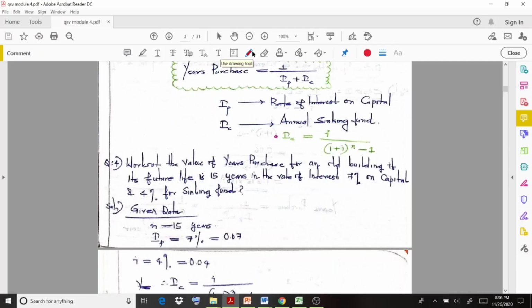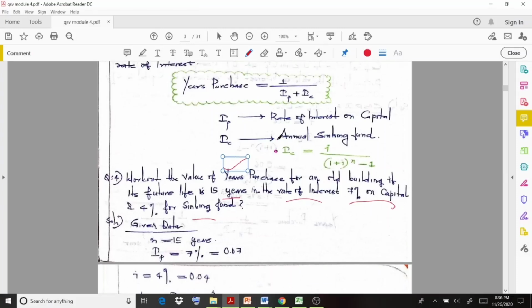Work out the value of years' purchase for an old building if its future life is 15 years, with a rate of interest of 7% on capital and 4% on sinking fund. So our aim is to calculate the years' purchase.